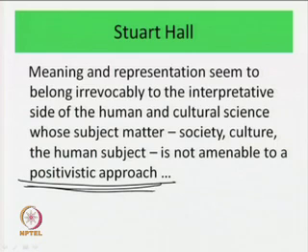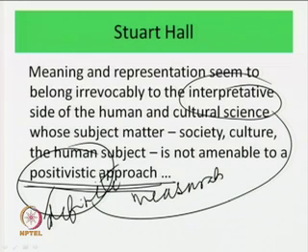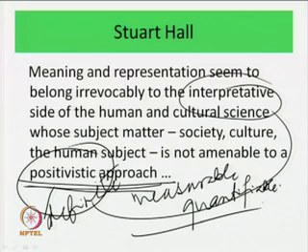As Hall says, meaning and representation seem to belong irrevocably to the interpretative side of the human and cultural science, whose subject matter, society, culture and the human subject is not amenable to a positivistic approach. Look at the word interpretative versus the word positivistic. When you talk in terms of theory, these are diametrically opposed, in the sense that if you have a positivistic approach, it means that you have something definite to say about any phenomenon. It is measurable, it is quantifiable, so that you have something scientific, so called scientific or definitive to say.